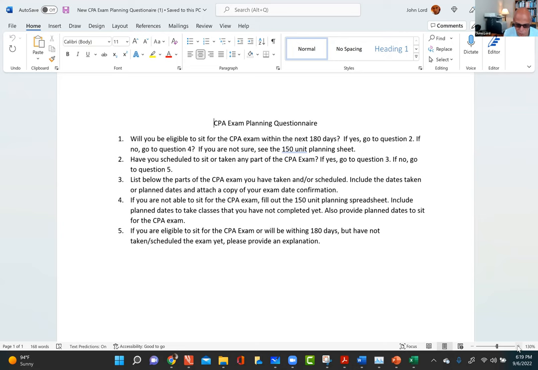That's the thing that we were just looking at, including planned dates to take classes that you have not completed yet. So on there, if you haven't completed a class yet that you're going to need to get you up to the 150, your bachelor's, the 120 semester units, then go ahead and indicate when you plan to take those.